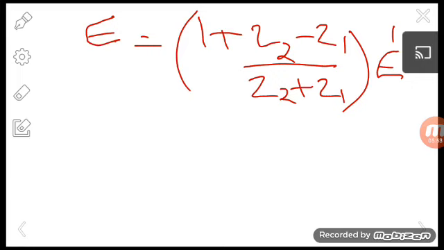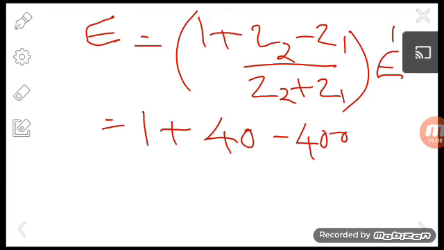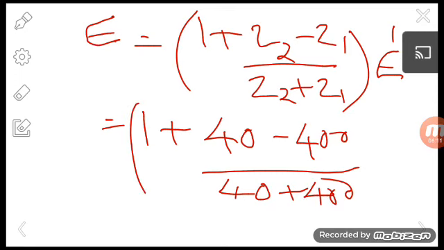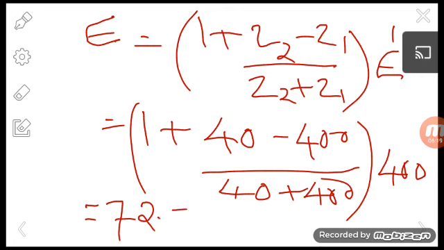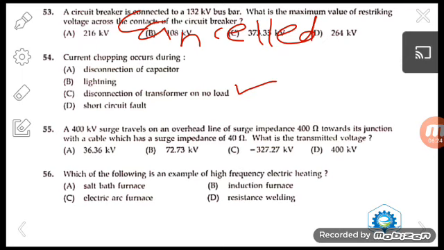And these three values are given in our question, so we are substituting the values here. So 1 plus (40 minus 400) by (40 plus 400) into 400 kV. So we will get the answer as 72.727 kV. So here the option B, 72.73, is correct. Option B is correct.